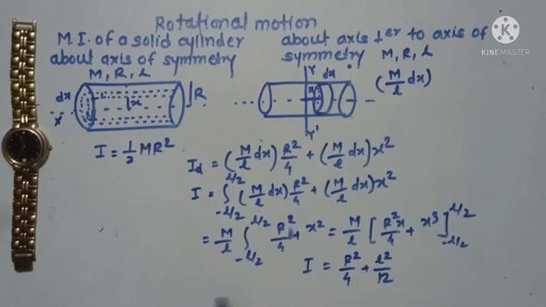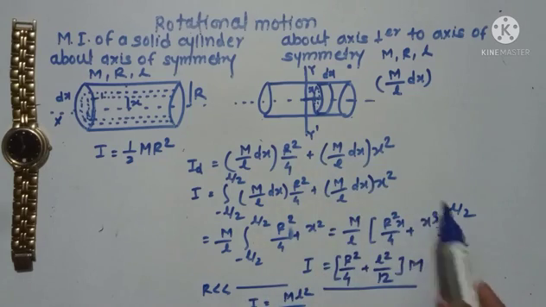Now if this r is very small as compared to the length, for example, if you are considering any long wire, which is also cylindrical, but its radius is very small as compared to its length. So for such a wire, this r can be neglected, so the moment of inertia will be ml square by 12, with m obviously outside of this. So for a wire, the moment of inertia will be ml square by 12, and this is the moment of inertia of the solid cylinder about the axis perpendicular to the axis of the symmetry.